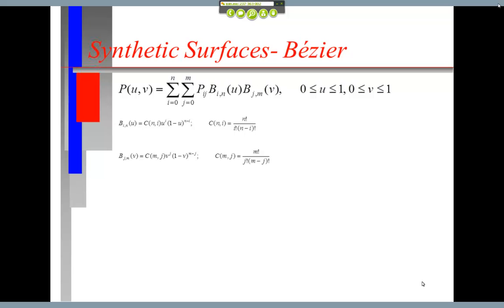What if it were cubic? Well, it would be 1, v, v squared, v cubed. What would that middle transpose look like? 1, minus 3, 3, minus 1, 0, 3, minus 6, 3, 0, 0, 3, minus 3, 0, 0, 0, 1. It's just the transpose of that, okay? So it all depends on what order the surface is in the U direction and what order the surface is in the V direction. Did that help? Yes, thank you.